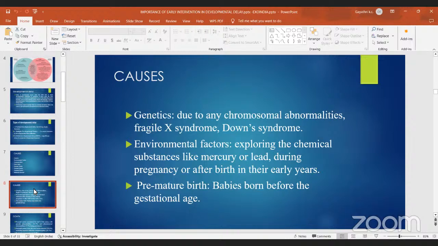Next is the premature baby. As we discussed earlier, babies born before the gestational age. Usually it comes at 40 weeks, but it depends on the mothers and the babies.